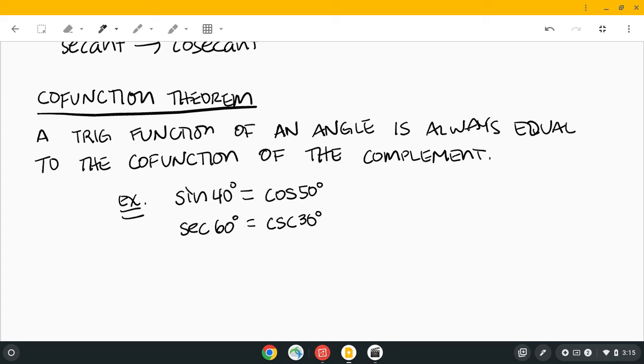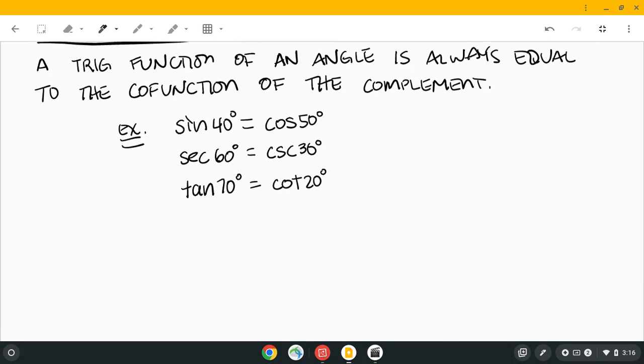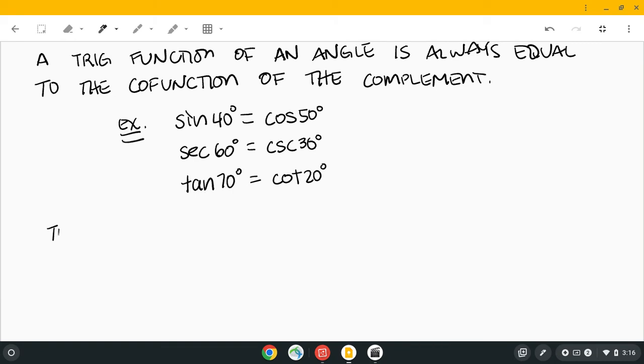Okay, and if we have tangent 70 degrees, then the cofunction is cotangent of the complement. 70 plus what is 90? 70 plus 20. Okay, so that's kind of an interesting theorem there. Okay, so see if you can fill in the blank here. So try these. Fill in the blank.